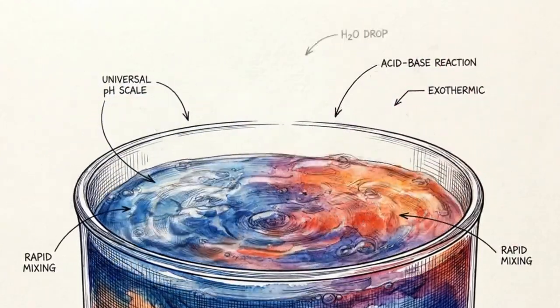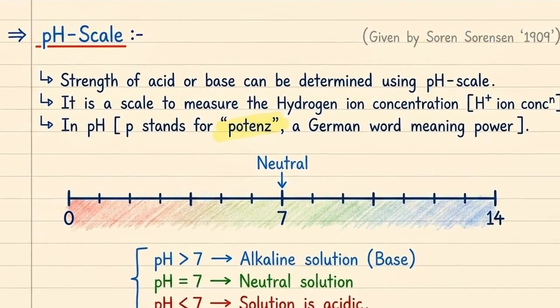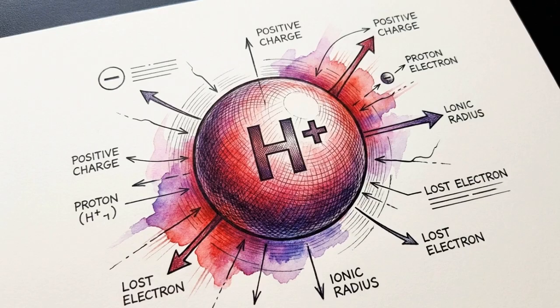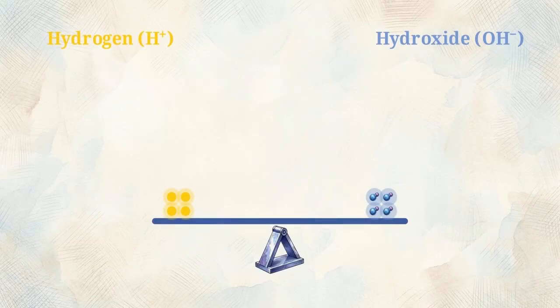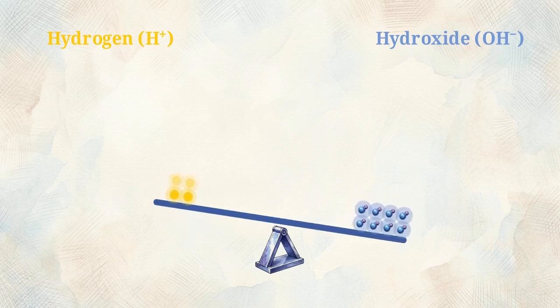This timeline shows the universal standard established in 1909, the pH scale. Looking at the notes, the lowercase p stands for potenz, a German word meaning power. The scale strictly measures the concentration of positive hydrogen ions. It does not measure hydroxide directly. Aqueous solutions operate on an inverse logic. Hydrogen and hydroxide exist in a constant balance. As the concentration of one rises, the other must fall.